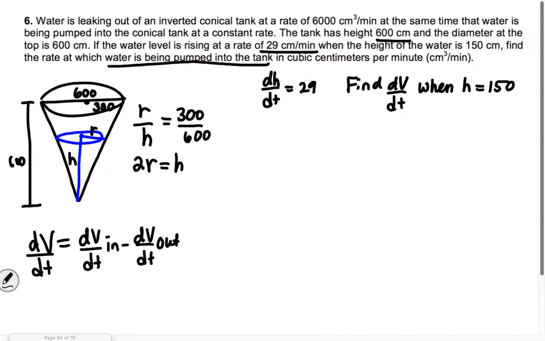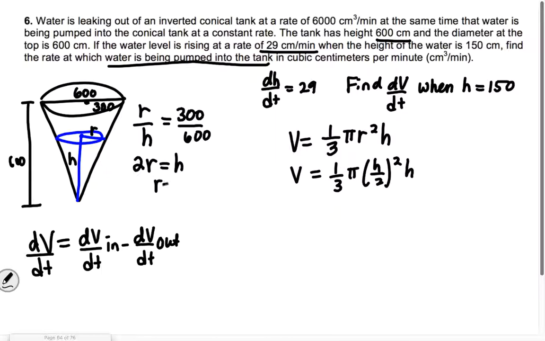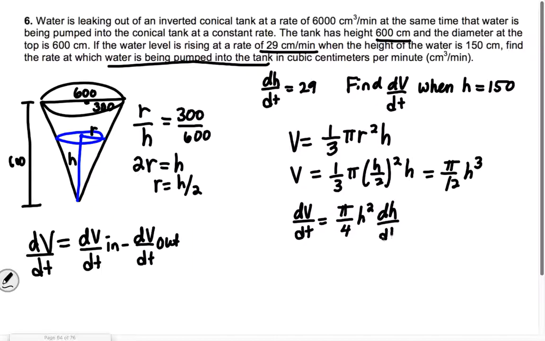So our volume equation is still 1/3 pi r squared h. And our r is going to be replaced with h over 2, still, just like that last one. So it ends up being that pi over 12 h cubed that we had before. I'm going kind of quickly because we just did one just like this. So dV over dt then is pi over 4 h squared dh over dt. Everybody with me?